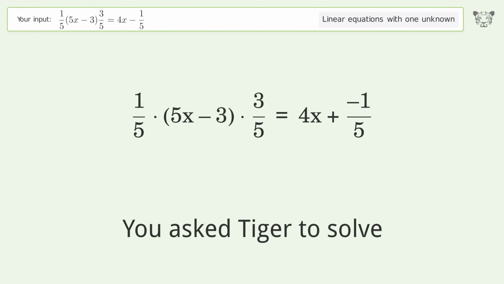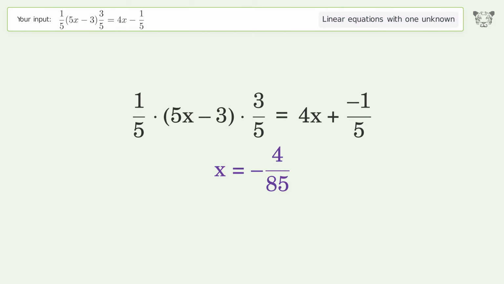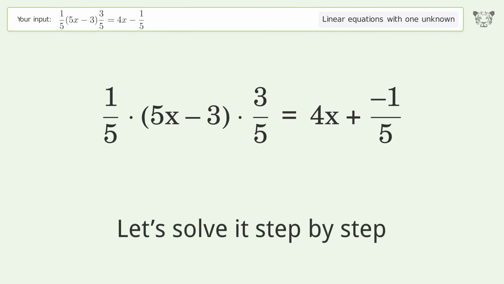You ask Tiger to solve. This deals with linear equations with one unknown. The final result is x equals -4/85. Let's solve it step by step.